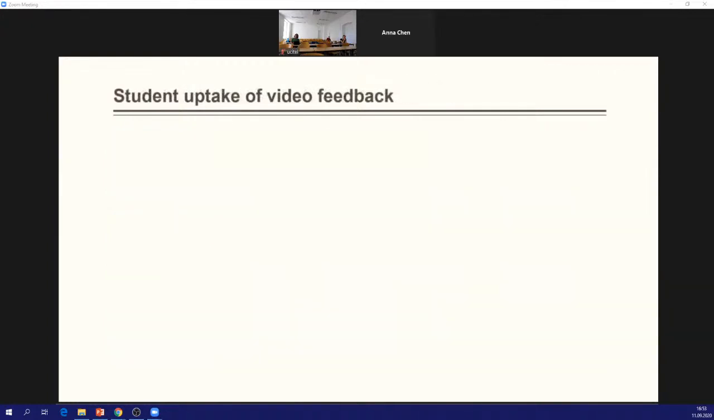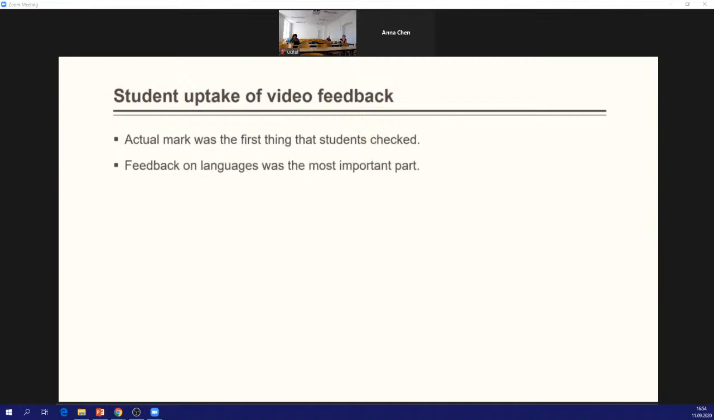Now, let us have a look at student uptake of video feedback. First, unsurprisingly, they all told me that the actual mark was the first thing that they would check. When considering what the most important part was in the feedback package, they went straight to the feedback on the language.